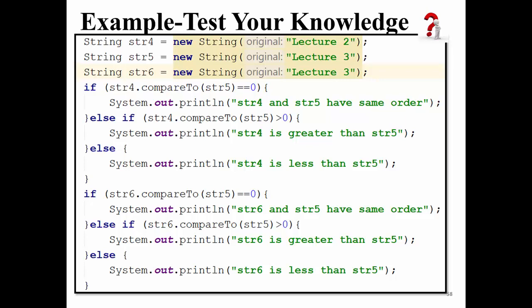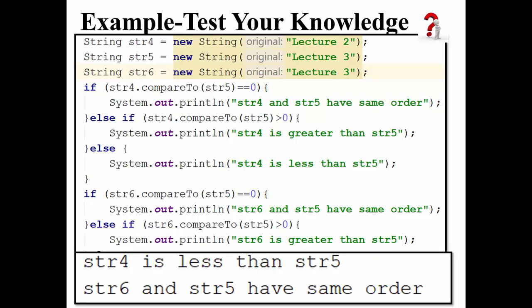Okay, any suggestions? So string 4 is less than string 5, and string 5 and string 6 have the same order. Okay.